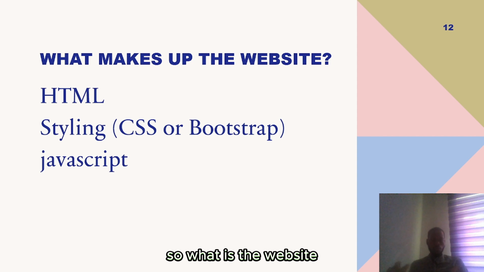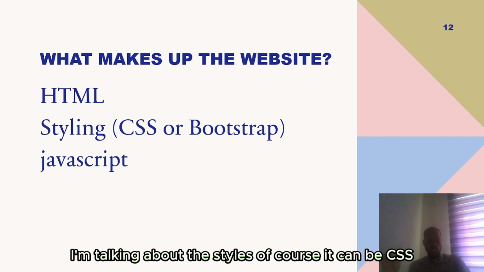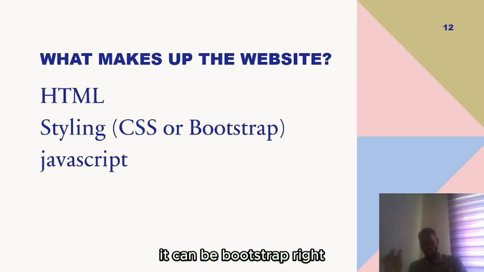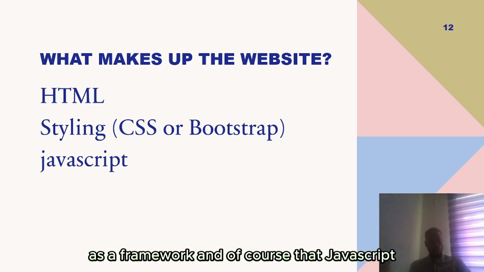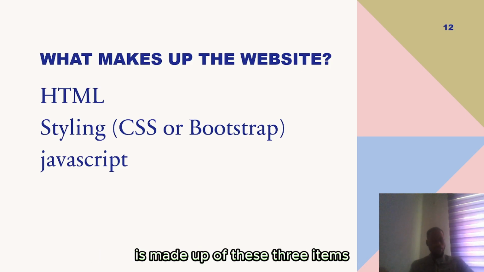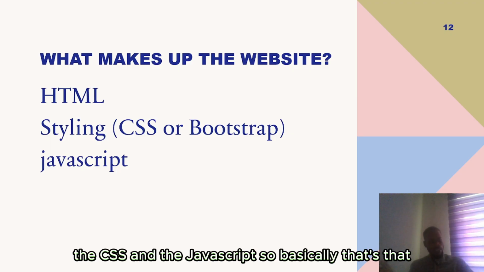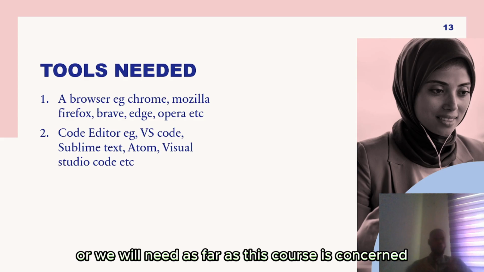So what makes up a website? Of course, we're talking about the HTML, and the styles. It can be CSS or it can be Bootstrap, right? Bootstrap is a combination of HTML and CSS as a framework. And of course, JavaScript. These are the basics. So any website you are seeing is made up of these three items: the HTML, the CSS, and the JavaScript.